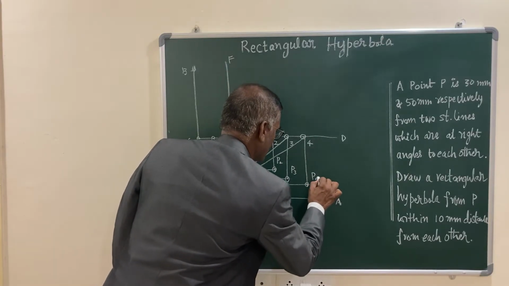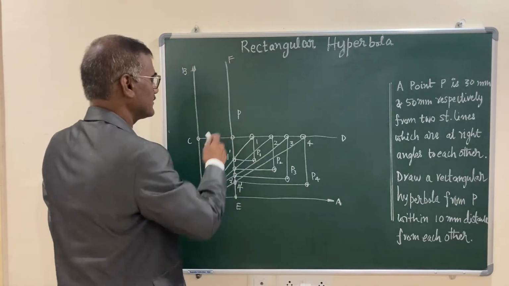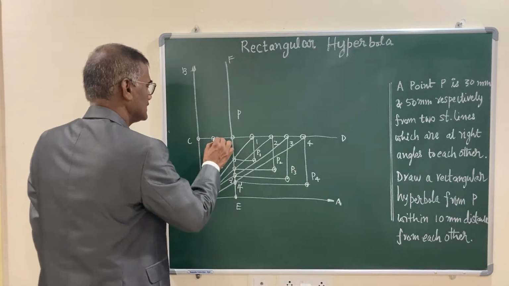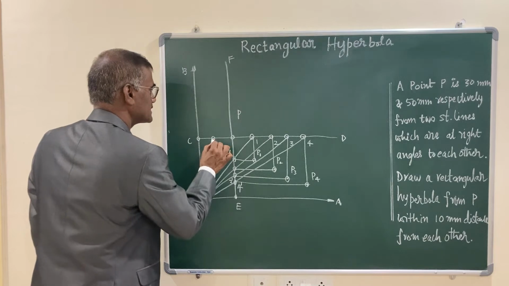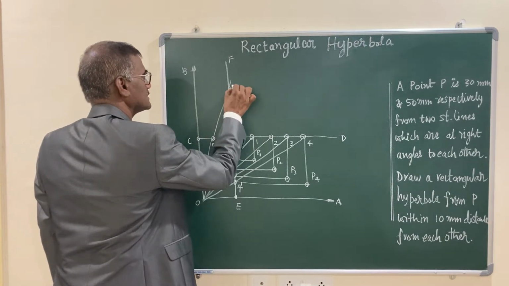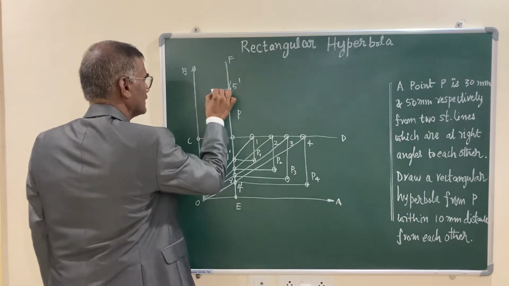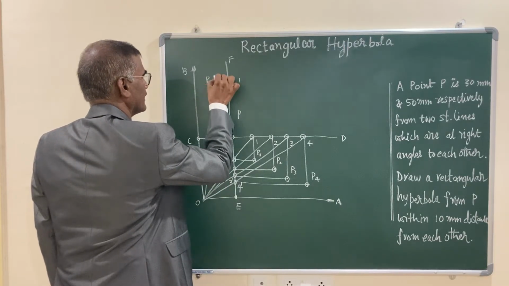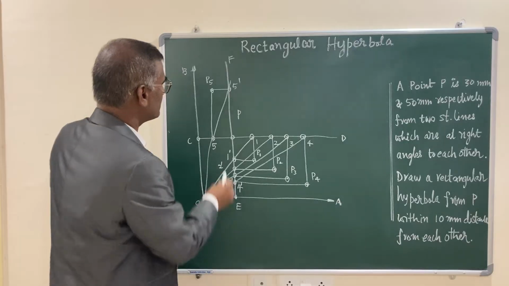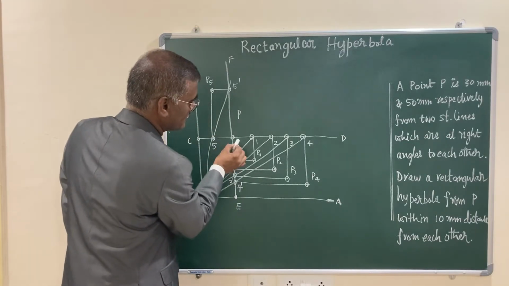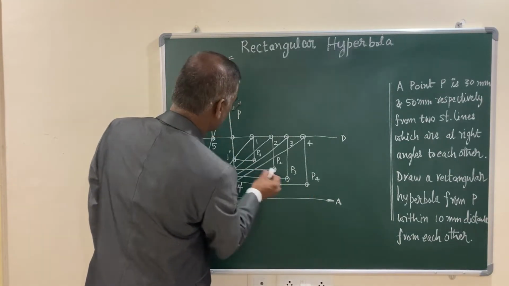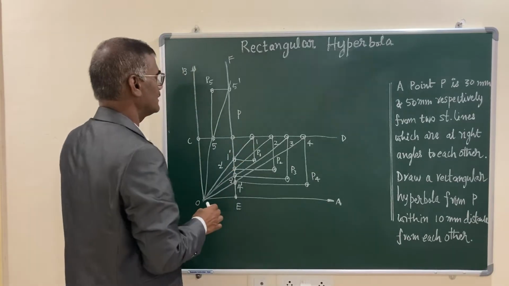This is your P4, and to the left of the reference point P also you have 1 point. Join with the origin and extend this. This is your 5 prime, and draw a horizontal and vertical, and you got P5. So join all these points, your P to P1, P2, P3, P4, and up to P5.